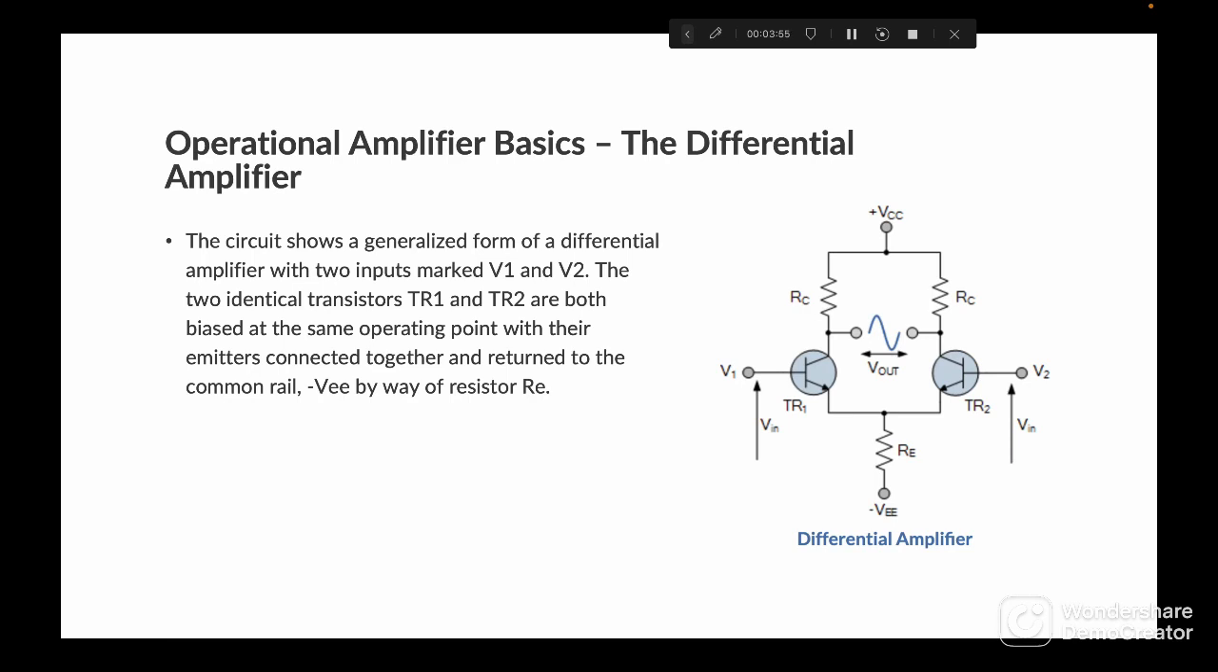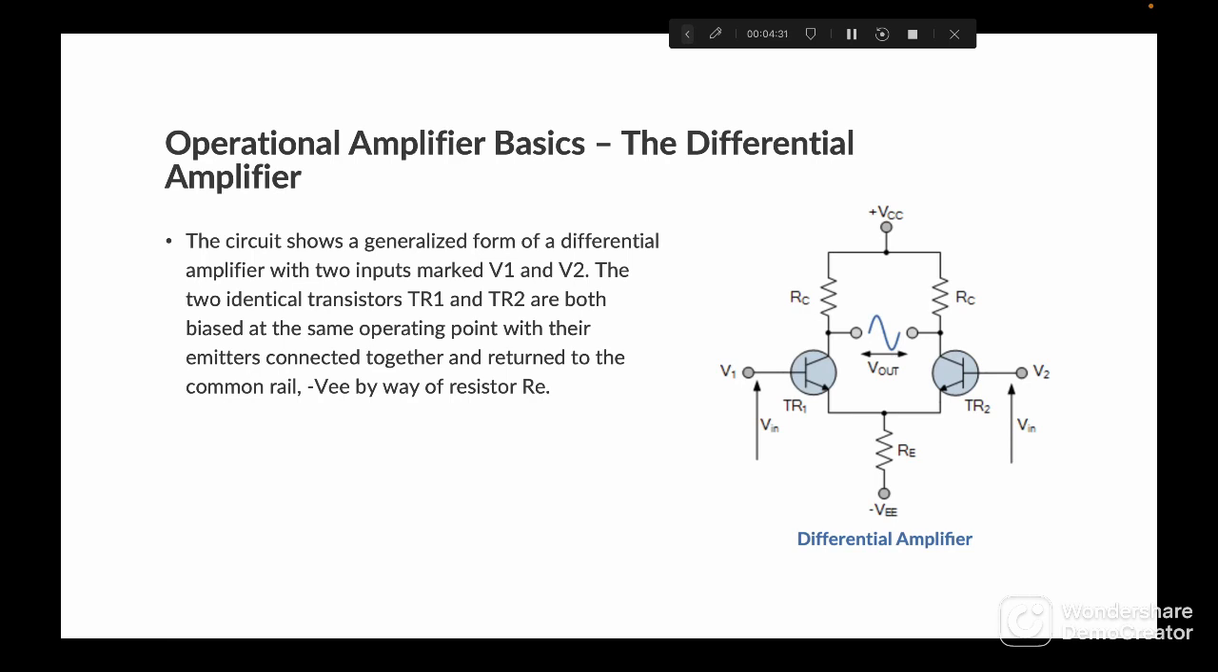The voltage that appears at the output of the amplifier is the difference between the two input signals, as the two base inputs are in anti-phase with each other. So as the forward bias of transistor TR1 is increased, the forward bias of transistor TR2 is reduced, and vice versa. Then if the two transistors are perfectly matched, the current flowing through the common emitter resistor RE will remain constant.